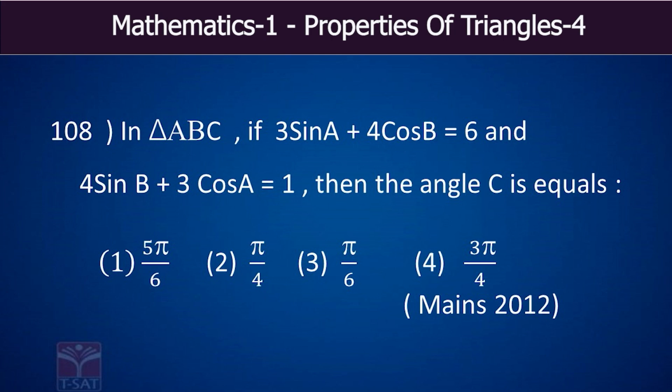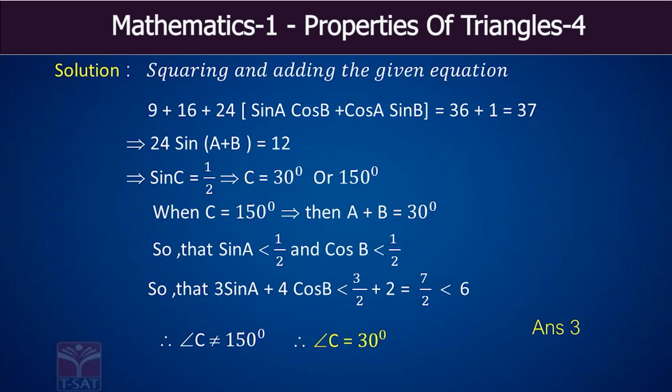Now squaring and adding the given equations, we will have 24 sin of A plus B is 12, or sin C is equal to 1 by 2, C is equal to 30 or 150. But when C is equal to 150, then A plus B is equal to 30, so that sin A is less than half and cos B is less than half. So that 3 sin A plus 4 cos B is less than 3 by 2 plus 2, which is 7 by 2.